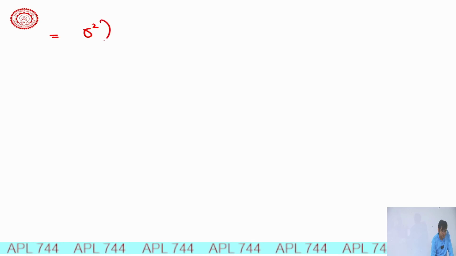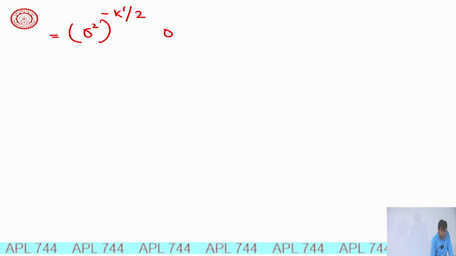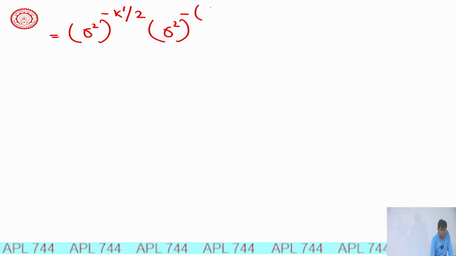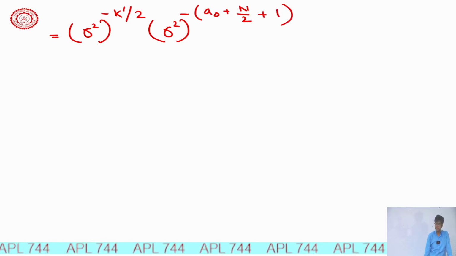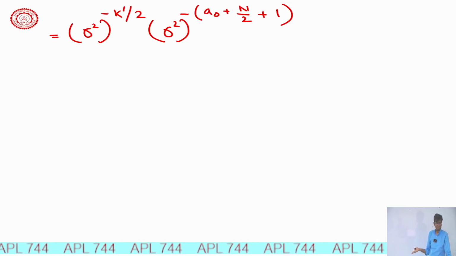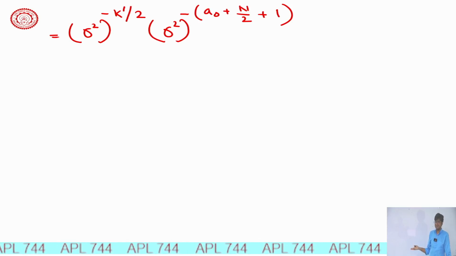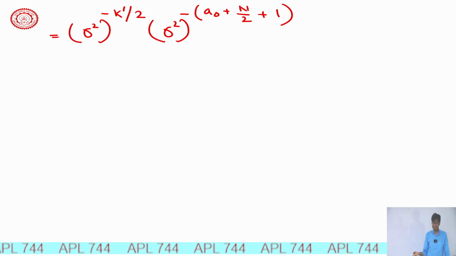So, this is then equal to sigma square to the power minus k dash by 2, sigma square to the power minus a naught plus n by 2 plus 1, right. And from here you should be able to see what will be my updated A, what will be my posterior A: a naught plus n by 2. So, that is going to be my posterior A, which we will do next time, but you can directly see it from here.